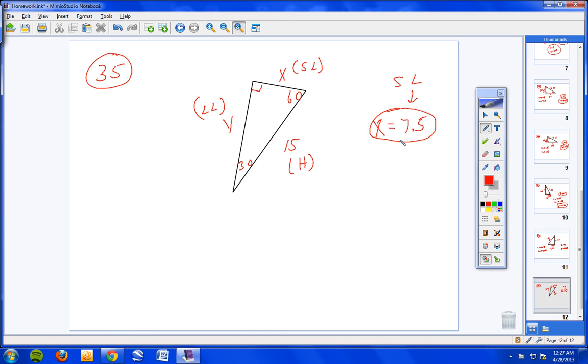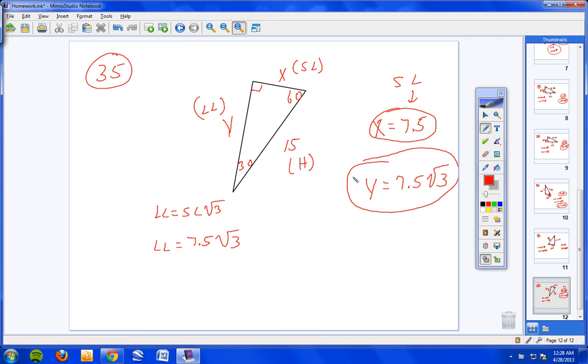Now, if the shorter leg equals 7.5, then we're halfway done with the problem. Now we've got to find y, which is your longer leg. And there is a formula. Longer leg equals shorter leg times square root of 3. So the longer leg equals 7.5 square root of 3. So we found the longer leg. It's 7.5 square root of 3. Okay? And there we go.